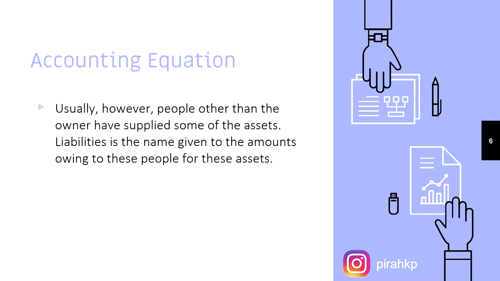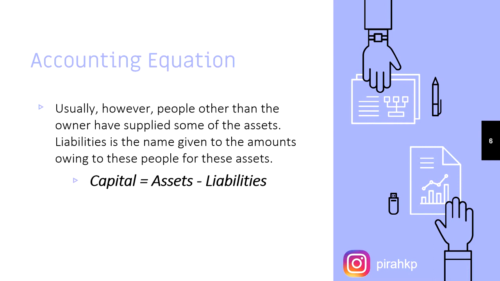Usually, however, people other than the owner have supplied some of the assets. Liabilities is the name given to the amounts owing to these people for these assets. Maybe it's to a supplier, maybe it's to a family member, maybe it's to a bank. You might have taken some loan or something. Alright? So those are your liabilities. Now, capital is equal to assets minus liabilities.